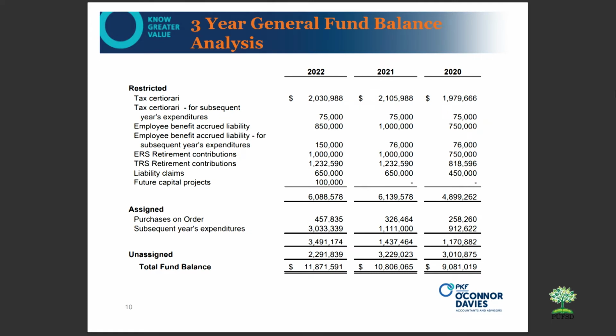You have money set aside for liability claims. This is stuff that insurance wouldn't cover, deductibles and different things. Obviously we've had a lot of storm damage in this region and things like that. So this would be a pot that you could go to if you needed resources for something like that.